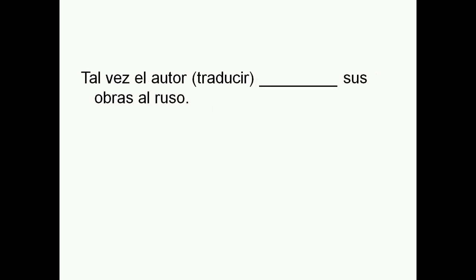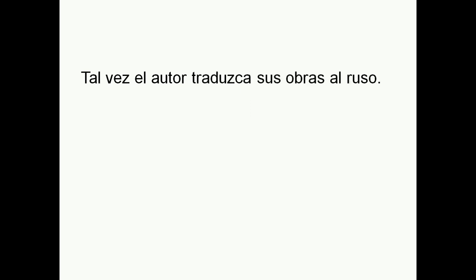Tal vez el autor traduzca sus obras al ruso. Verbs ending in -ucir, -cer and -cir are irregular in all verbal persons in the present subjunctive and have ZC in the conjugation.